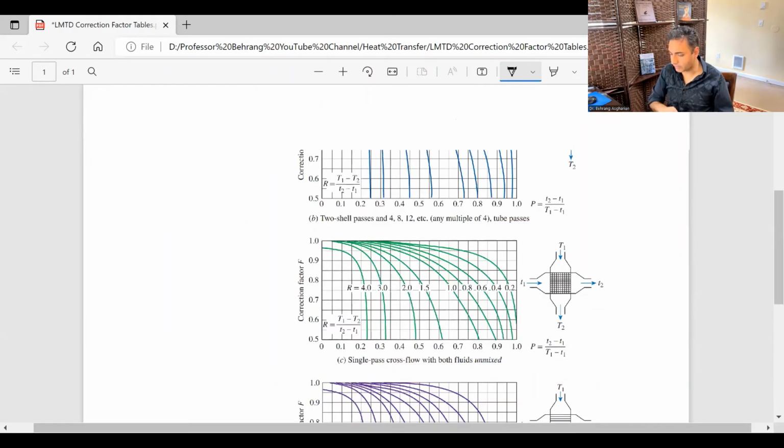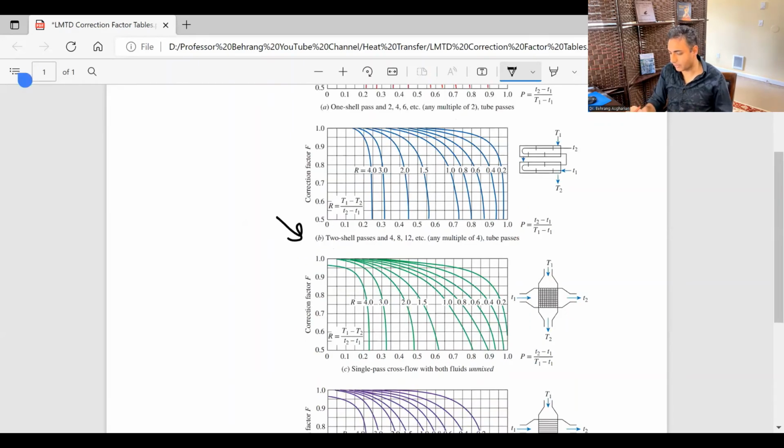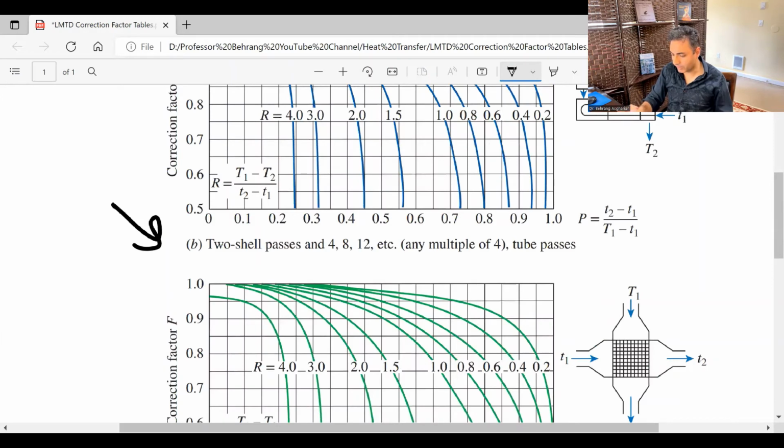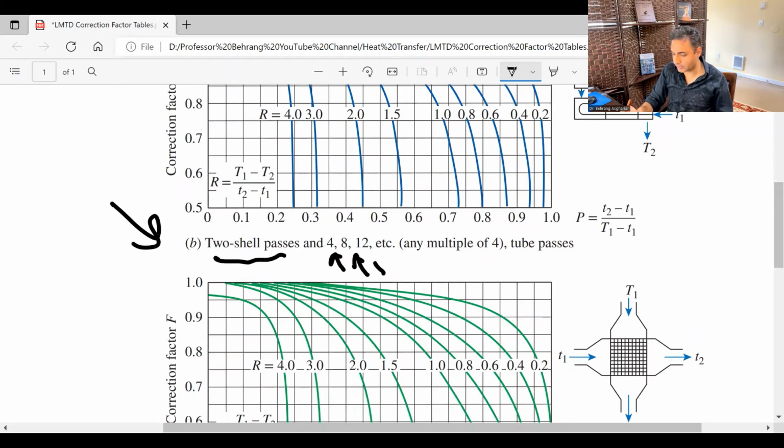I do have the value of 2 shell passes, right? And look at this one, like the second graph. It's 2 shell passes and 4, 8, and 12 tube passes. Okay, cool. What if I have 3 shell passes? Then I will have 6 tube passes at least, right? That would be really interesting. 6 or 12 tube passes. What if I have 3 shell passes and 6 tube passes, or 3 shell passes and 12 tube passes? That's something that you can't find in this page.